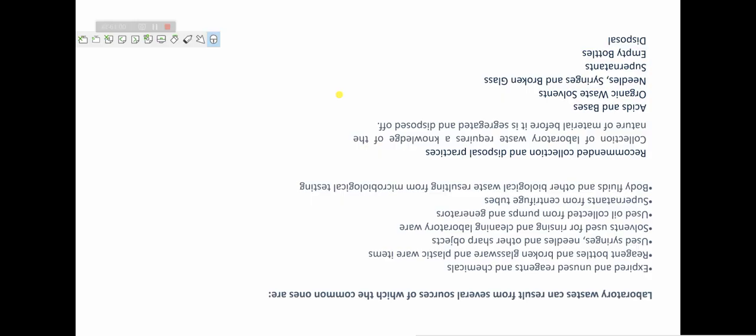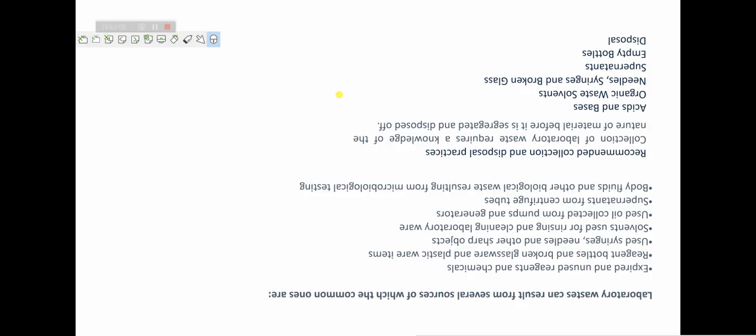And body fluids and other biological waste resulting from microbiological testing, so there will be some body fluids, right? It can be blood, urine, right? Anything, so they will come in the waste, right? And there is some other biological waste resulting from the microbiological testing. So these are some of the laboratory waste.